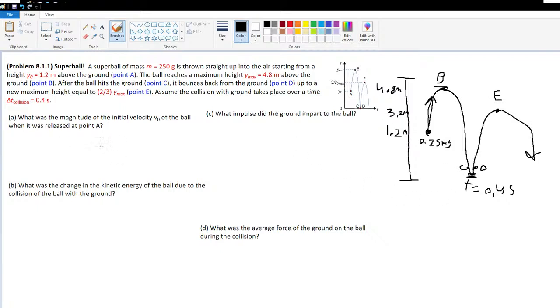All right, so the magnitude of the initial velocity of the ball when it was released at point A. So this is an energy problem, right? We can tell because we don't have any initial velocities. All we have are masses and heights. So this is all about kinetic and potential energy.